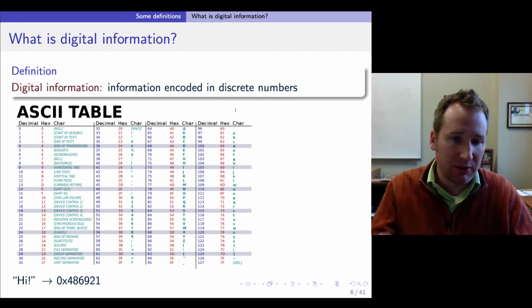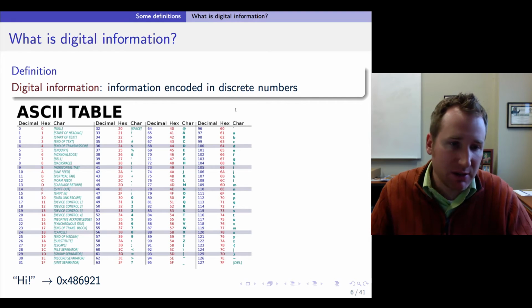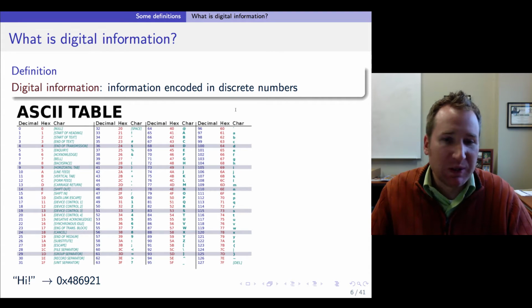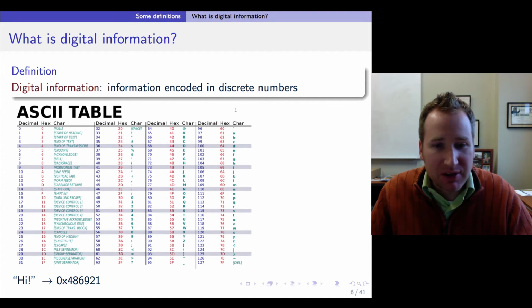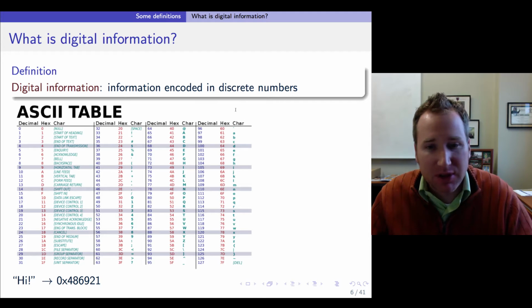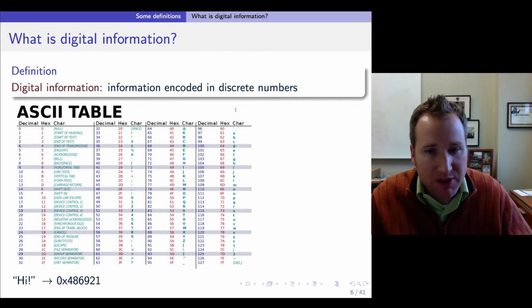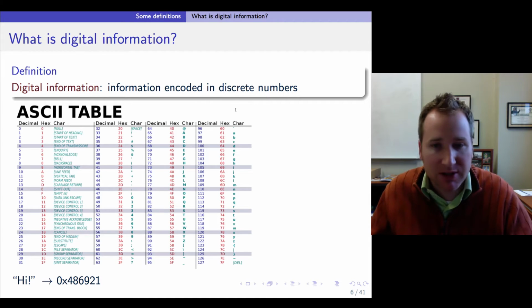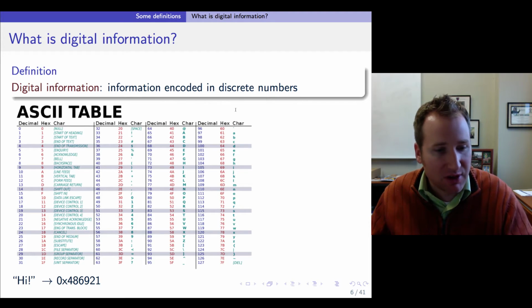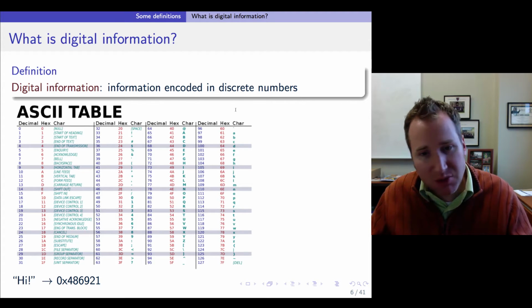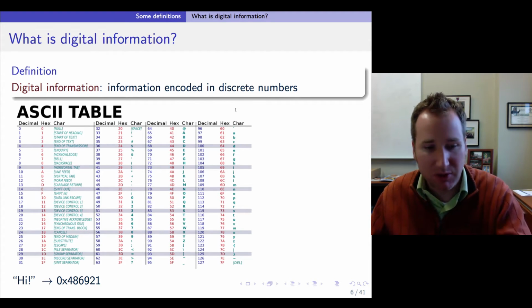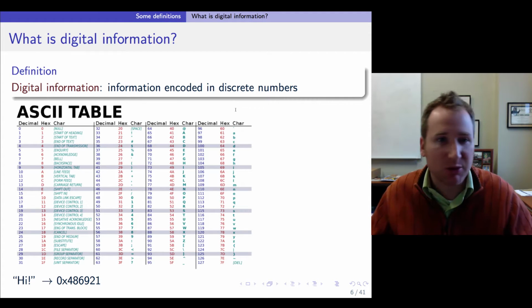On this slide, we have an ASCII table. This is an early example of how we map letters and other symbols onto a numerical representation, and this shows both the decimal and hexadecimal representation. So we can translate the word "hi!" into its hex representation by looking at the table.